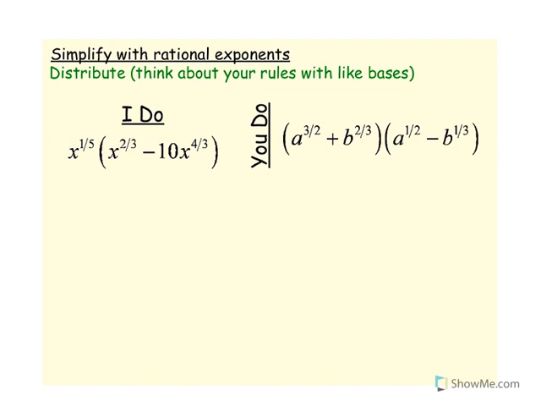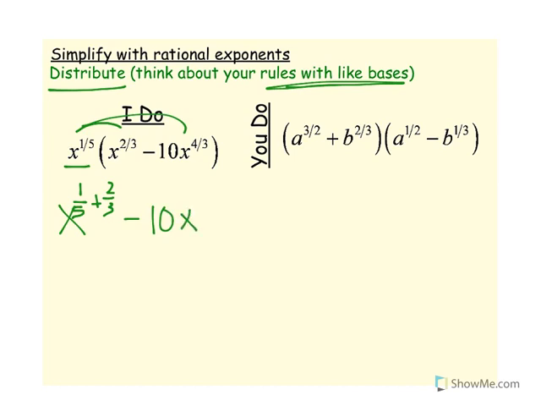The first one, x to the 1/5, you're going to distribute because it's the coefficient outside. Just remember to think about your rules when you have like bases. So this is x to the 1/5 times x to the 2/3. They are the same base, which means I am going to add my exponents. So yes, we're multiplying, but in the end, when we multiply, we add exponents. Now x times the second term becomes negative 10x to the 1/5 plus 4/3. So the only thing that's going to make this problem tricky or a bit tedious is just finding your common denominators and doing the basic fraction work.